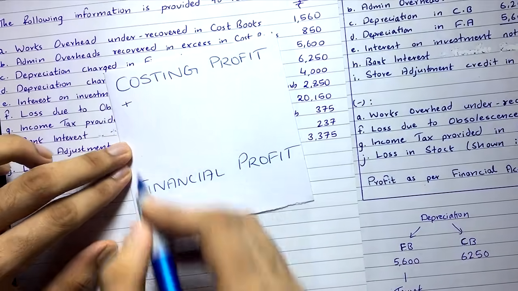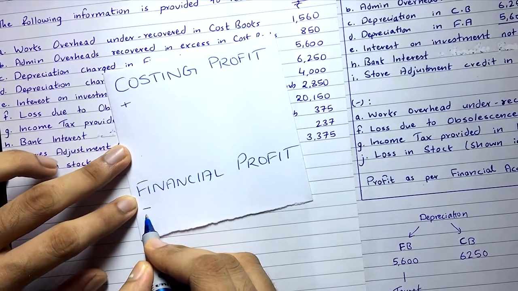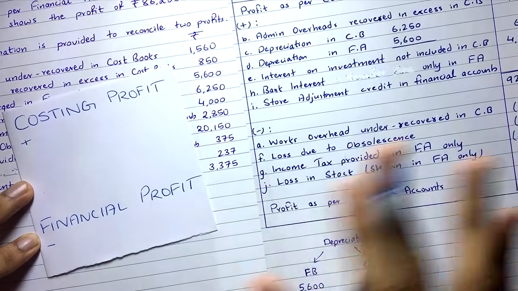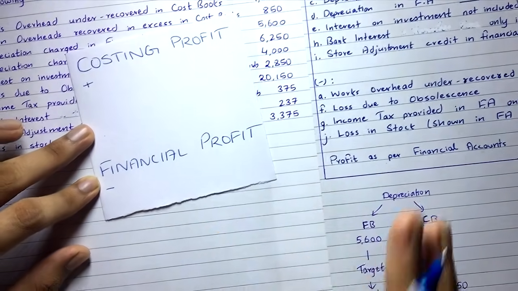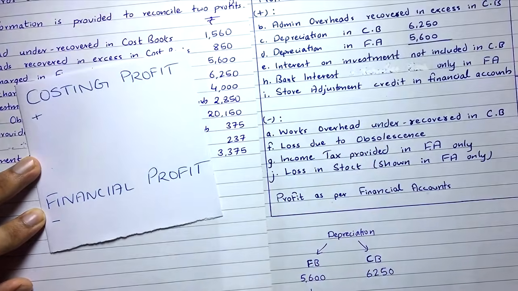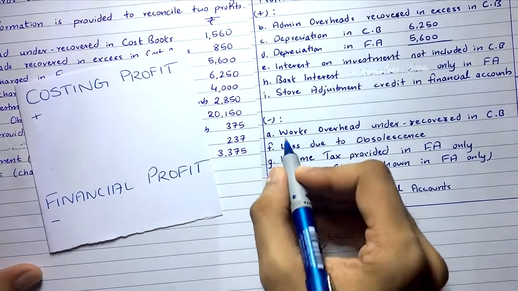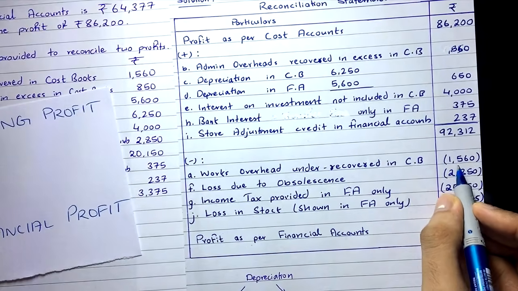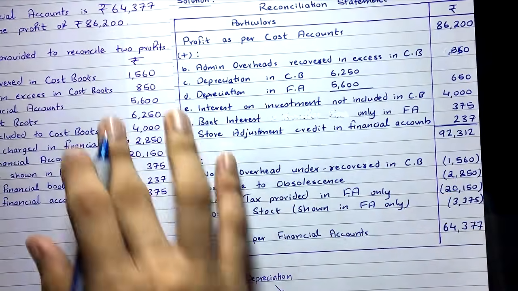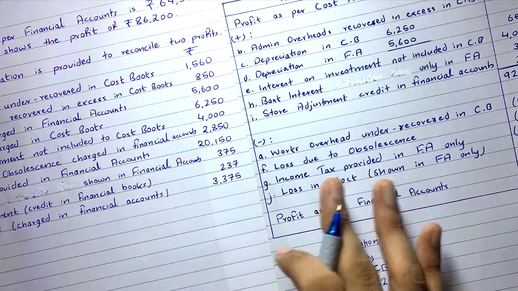Okay, so plus here, minus there. So financial profit पे माइनस इफेक्ट है तो तुम्हें क्या करना है, सिंपल माइनस करना है. Simple as that. This is the technique. जो भी इफेक्ट, जो भी असर फिनेंशियल प्रॉफिट पे होगा वही तुमको करना है. So what is the impact on financial profit? It is minus. So works overhead under recovered in costing books 1560. Okay, 1560. Simple as that. Let's go to the next transaction. You will understand. It's very simple.